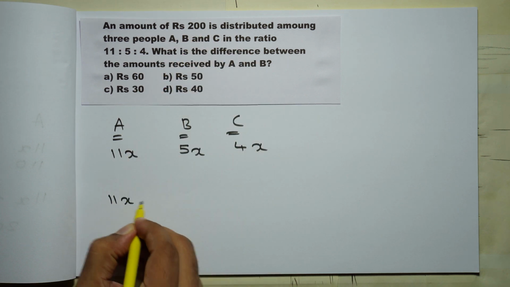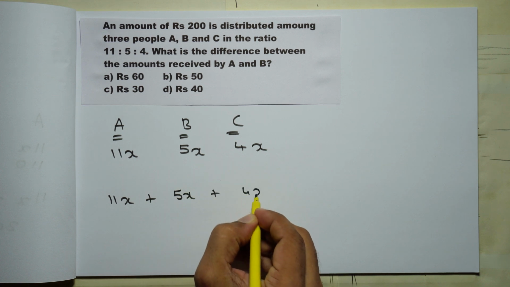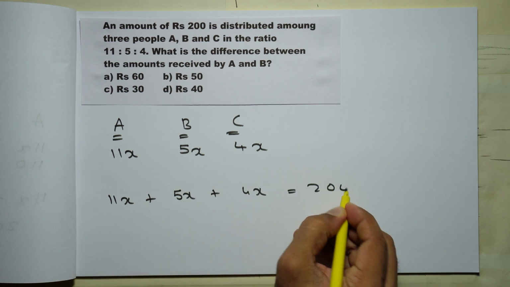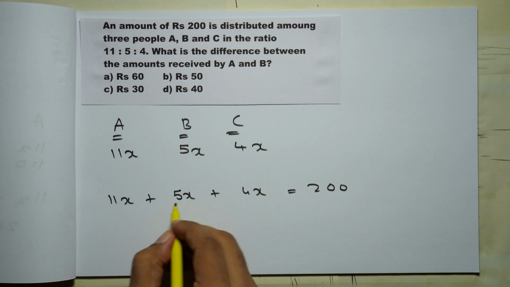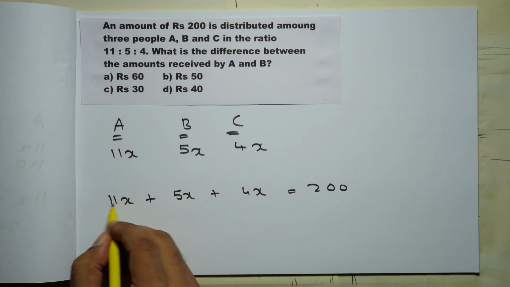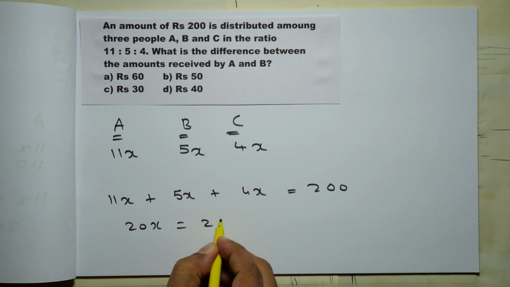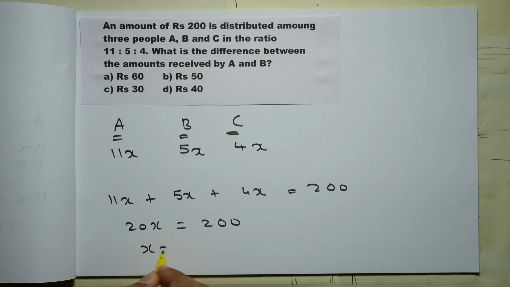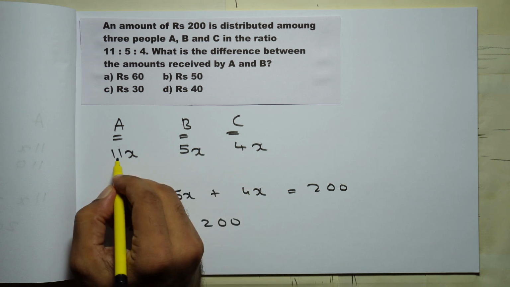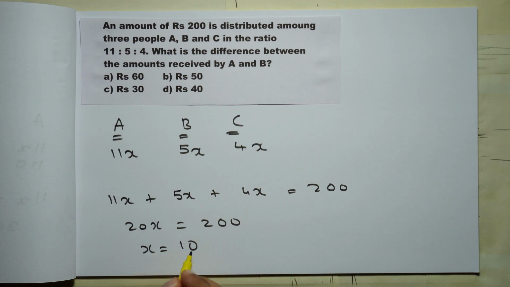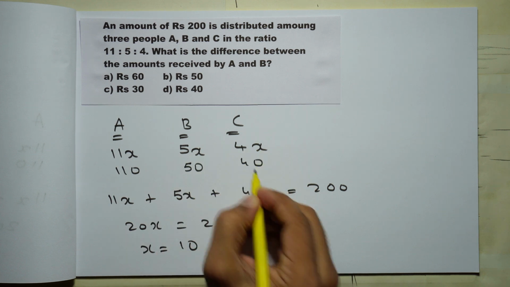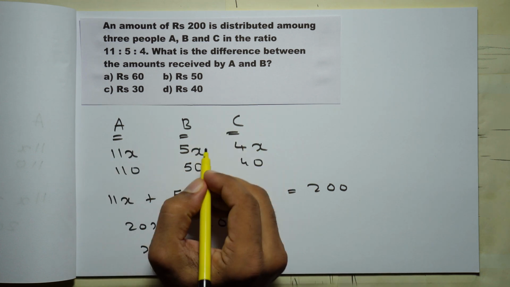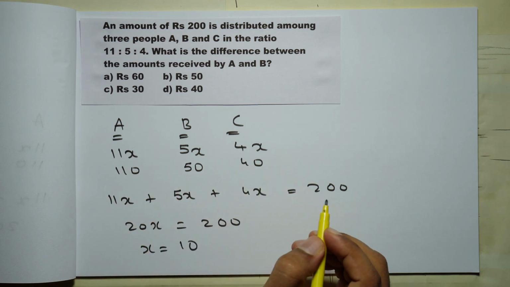So we can form the equation like this: 11x plus 5x plus 4x, the total is equal to rupees 200. Now from this equation we can calculate the value of x. 5x plus 4x gives you 9x. 9x plus 11x gives you 20x. 20x is equal to rupees 200, or x you will get as 200 by 20, which is 10. Now what they actually received is 11x, 5x and 4x, and x is 10. So 11 into 10, 110, 5 into 10, 50 and 4 into 10, 40. So what A, B and C received is 110, 50 and 40 respectively.